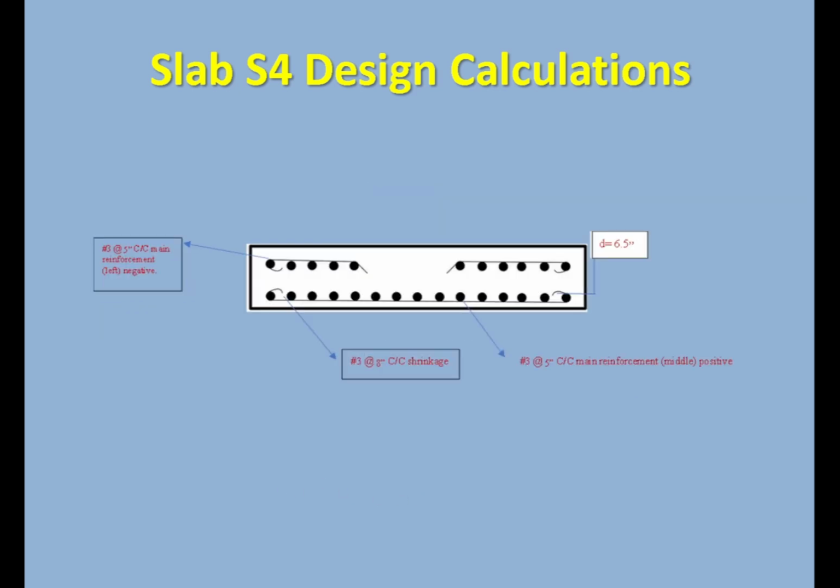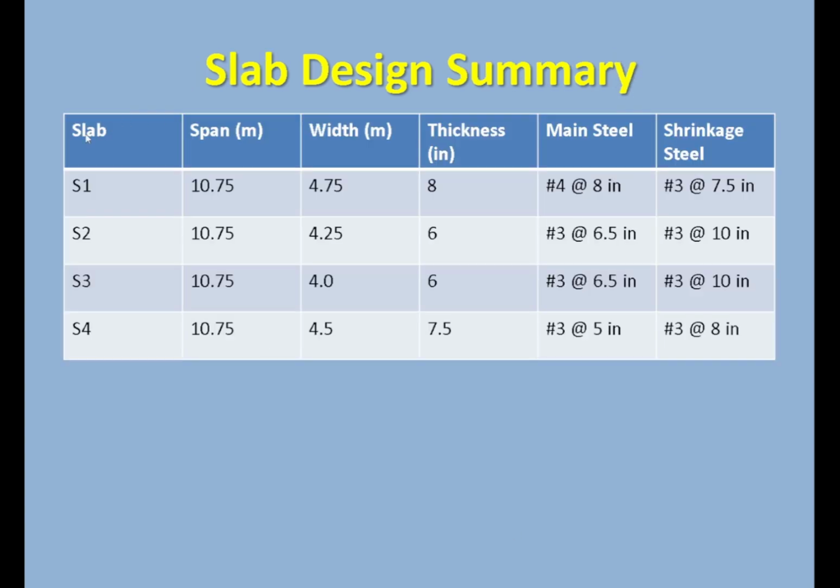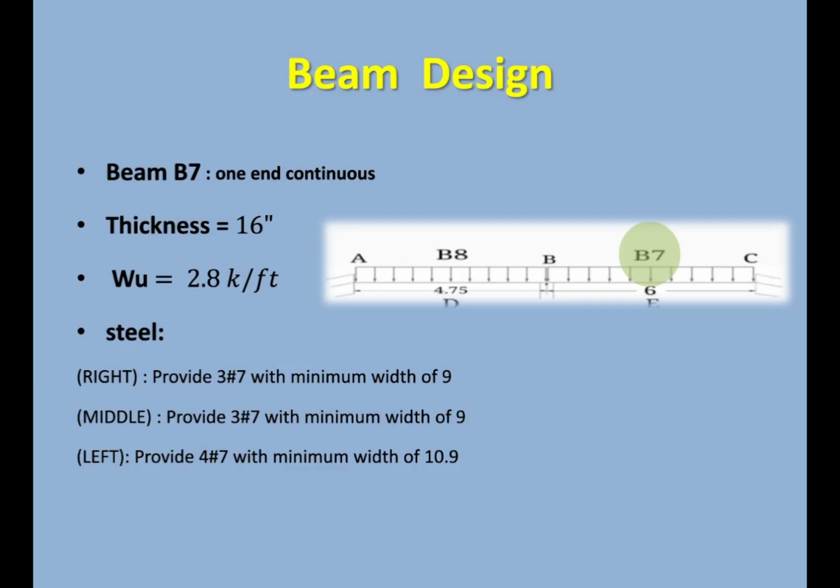Finally, the cross section of the slab, as we see, the depth is 6.5, and we have number 3 bars at 8 inches parallel to the longer direction, and we have bar number 3 at 5 inches center to center parallel to the shorter direction. Finally, the table of slabs. We have each span, each width, each thickness, and each steel reinforcement, the main steel and the shrinkage steel. So now we will begin the beam design.